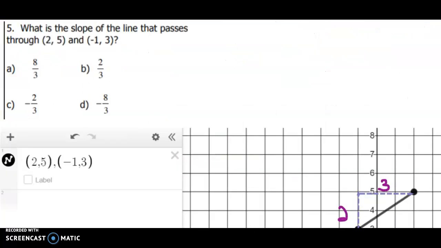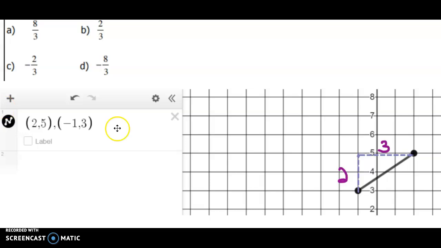All right, number 5. It says, what is the slope of the line that passes through (2, 5) and (-1, 3)? When it's asking you about your slope, we go to Desmos, we type the points in one line, making sure that you put a comma separating the 2 points. Okay? When I do that, 2 dots pop up, and if you want to make this line right here, you just hold your cursor over this button, and then the line will pop up.